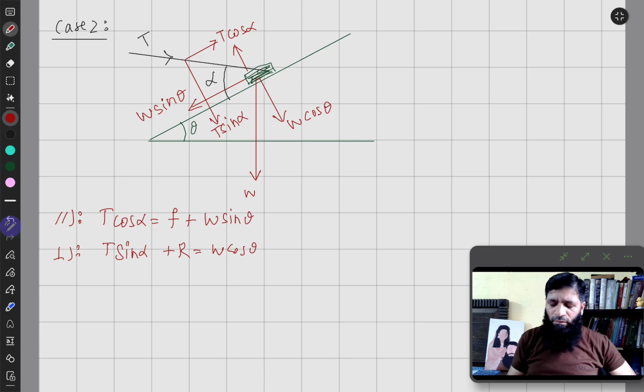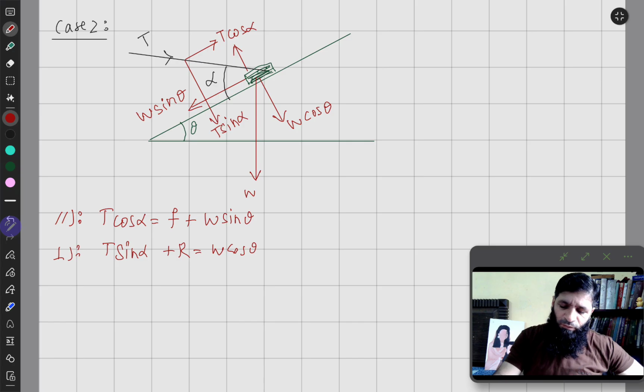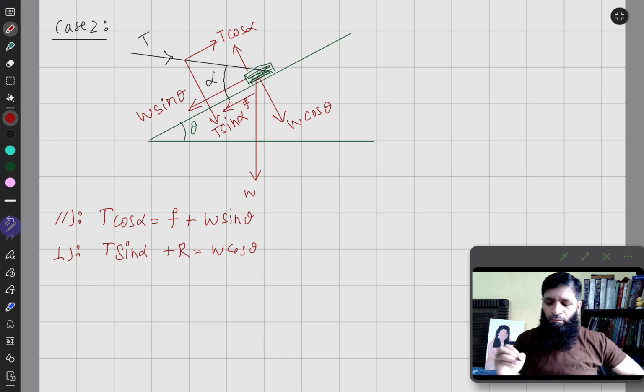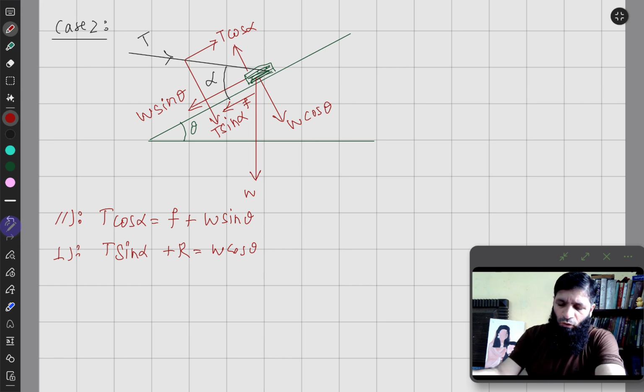And the friction you can have in any direction. If the object is moving upward, then the friction will be downward. Let's suppose the object is moving upward, so the force of friction will be downward. So if you talk about the external force, you have two components, T cos alpha and T sine alpha. Now the equation for parallel forces will be T cos alpha equal to F plus W sine theta. It will remain as it is that you had for previous case.